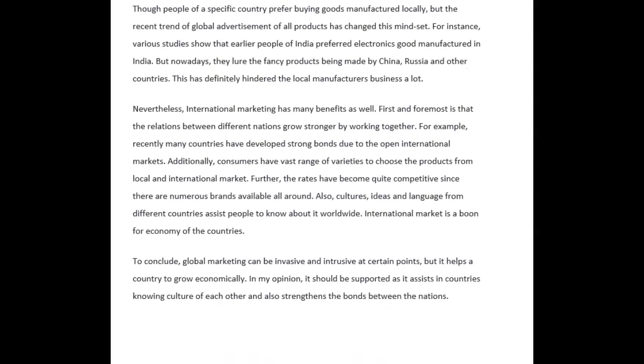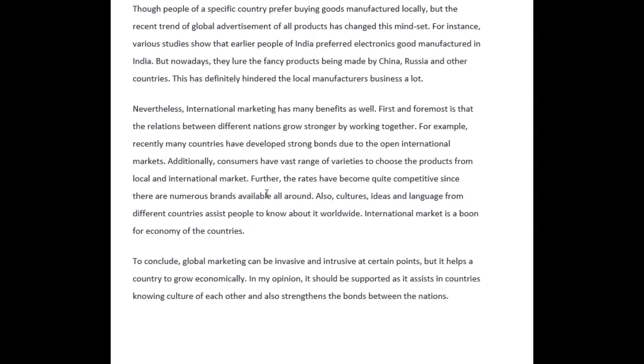Nevertheless, international marketing has many benefits as well. First and foremost is that the relations between different nations grow stronger by working together. For example, recently, many countries have developed strong bonds due to the open international markets. Okay, I don't know if this is really relevant, Disha. Additionally, consumers have a vast range of varieties. Well, this is a little redundant. You can't have a vast range of varieties. So just say, additionally, consumers have a vast range of products to choose from within the local and international market.